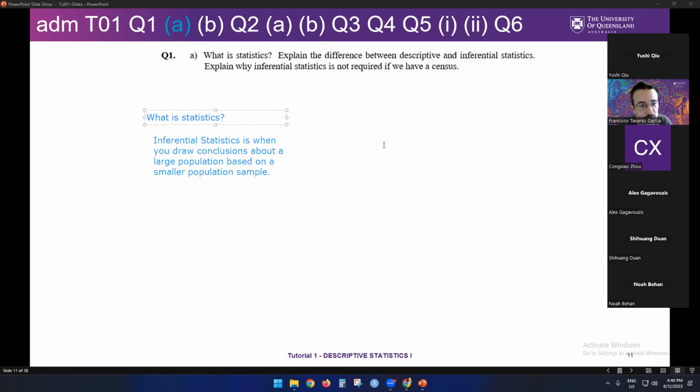Okay, so inferential statistics is when you draw conclusions about large populations based on a smaller population sample. Yeah, that's very correct. That's very precise. This is inferential statistics. So it is different from descriptive statistics. Anybody would like to jump in and try: what is descriptive statistics?